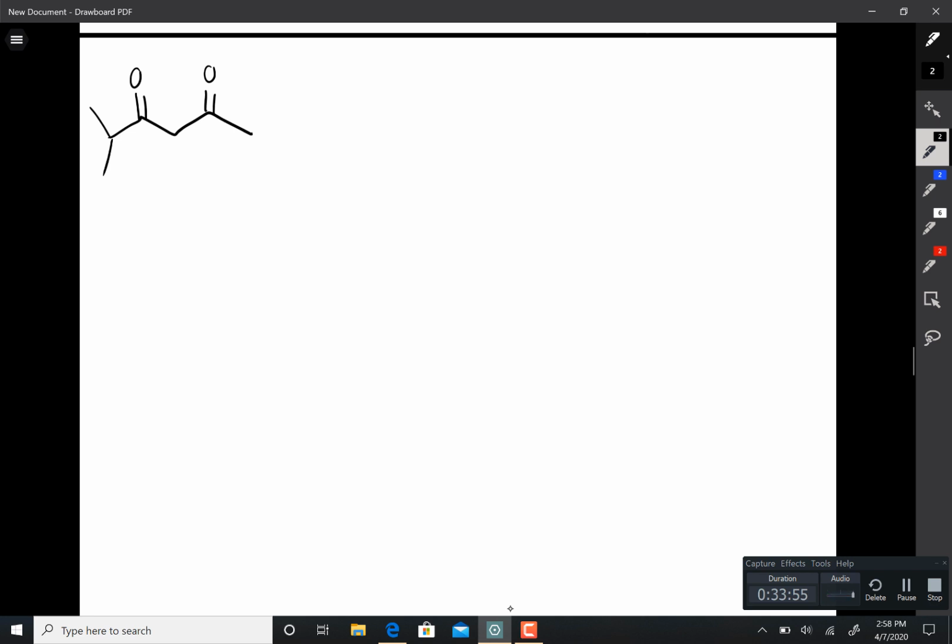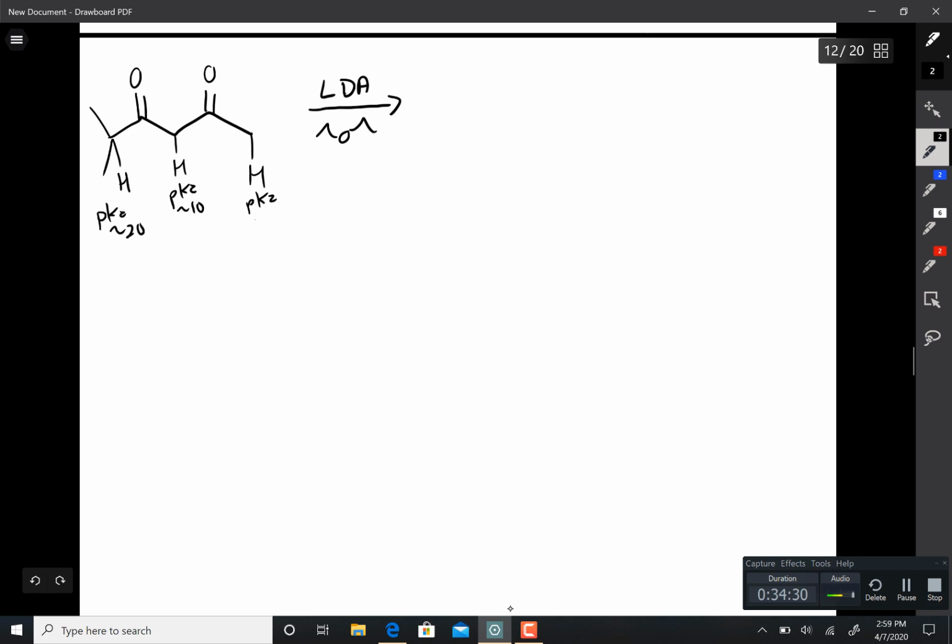And what you can do is use LDA to deprotonate 1,3-dicarbonyls. And what LDA does is it deprotonates the most acidic hydrogen first, and if there's a tie, it goes to the less substituted one, or I should say the less hindered one. What we have here are 3 protons. This has a pKa roughly around 20. This one, being between the two, is 10. This one, on the end, is 20. So what LDA does is it selectively pulls off the middle proton.